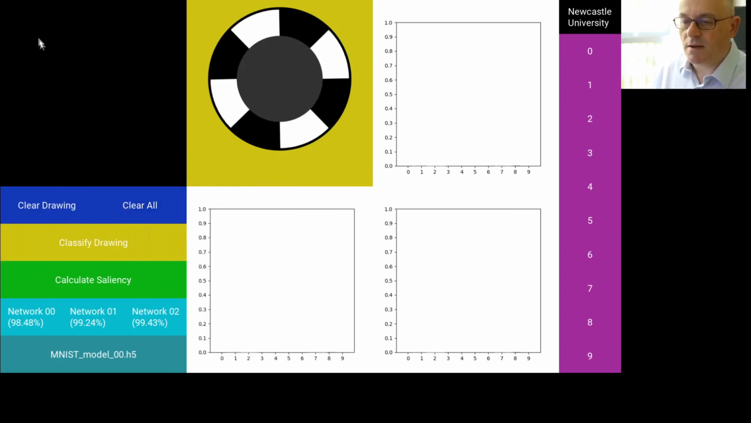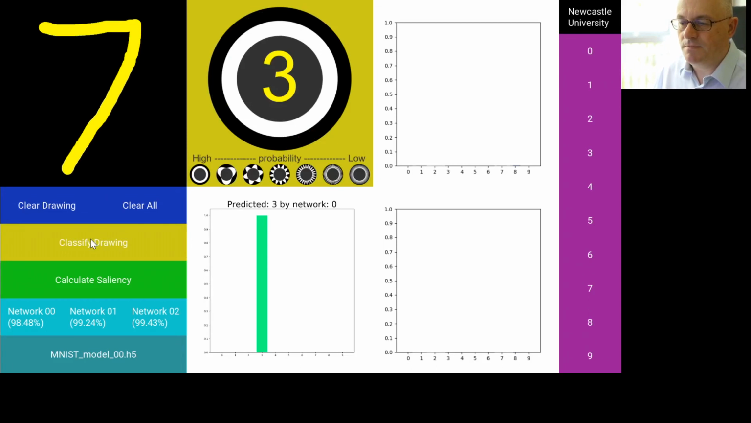We'll try again. We'll do a 7. So 7s can be quite tricky. We'll see what happens. So it's classified it as a 3, but with high probability. So that's something a human would clearly not make that mistake, but here the system does that, and machine learning systems do that quite a lot. Let's try a more accurate network, being designed and trained for longer.